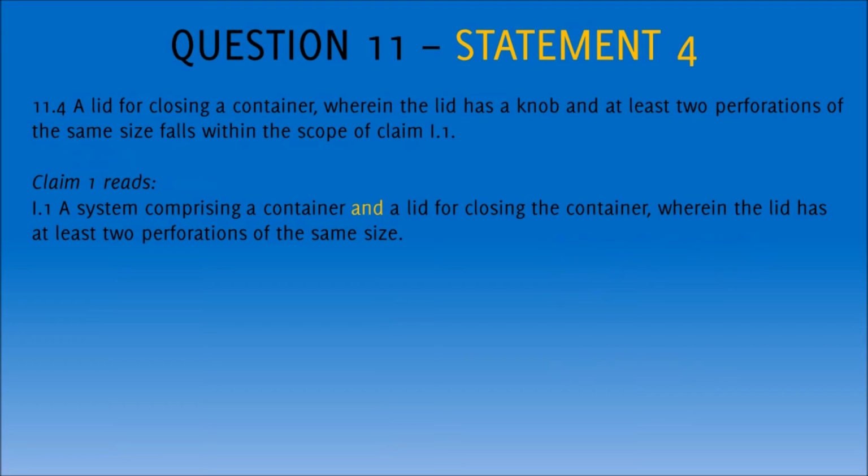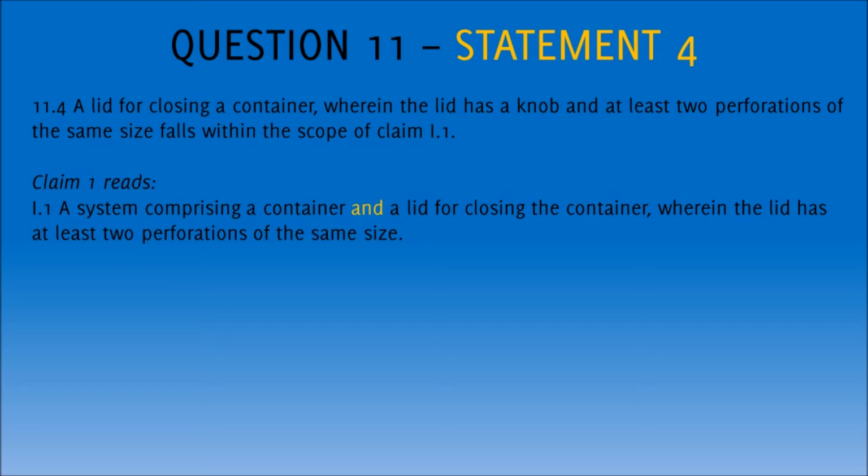Let's come to the last statement of question 11, and that's a bit more tricky. It reads: a lid for closing a container, wherein the lid has a knob and at least 2 perforations of the same size, falls within the scope of claim 1.1. And now we read again claim 1 as a reminder. A system comprising a container and a lid for closing the container, etc., etc., etc.